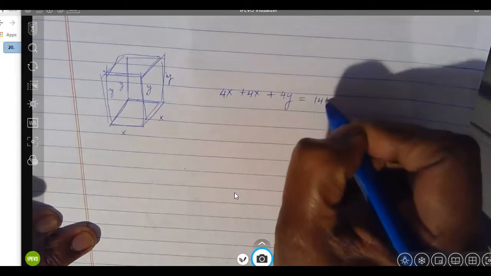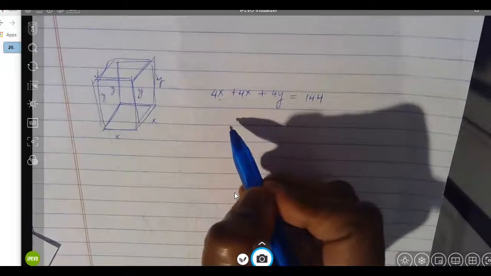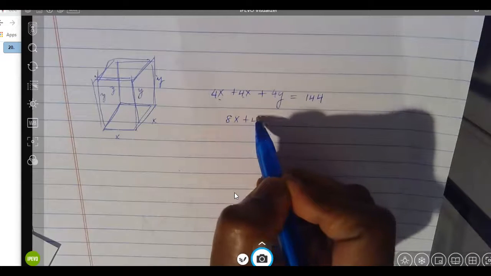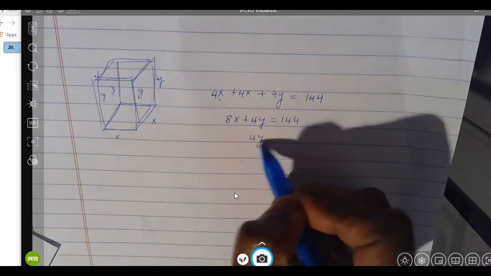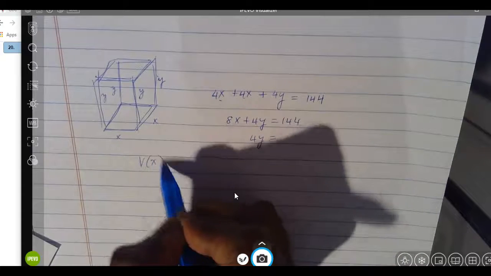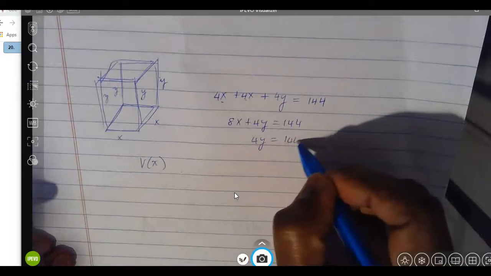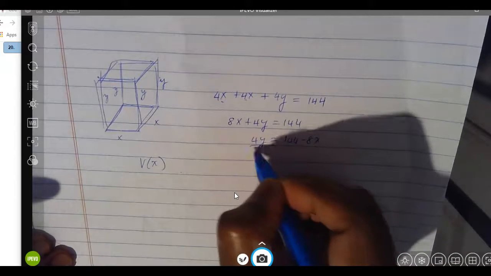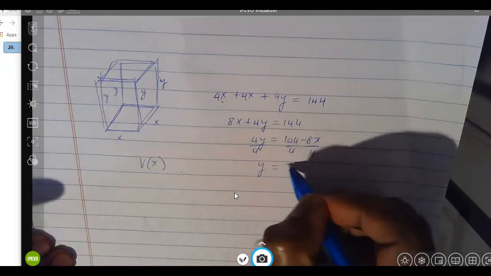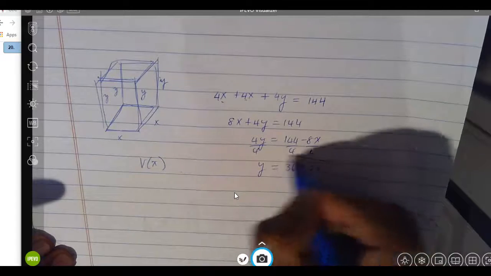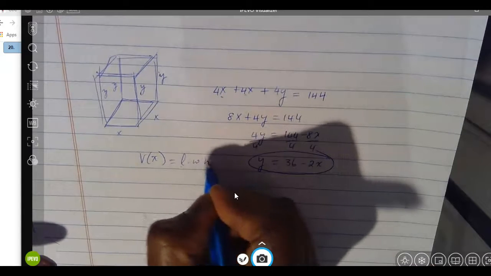I'm going to set that to equal 144 because that was given to me. I'm going to combine like terms, so I have 8x plus 4y equals 144. Let's solve for y because we need the volume v as a function of x. Okay, so 144 minus 8x. I'm going to divide everything by 4. That's 36 minus 2x.